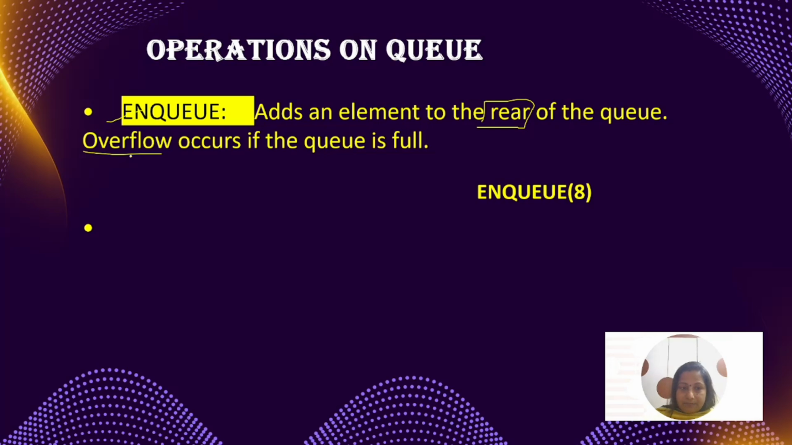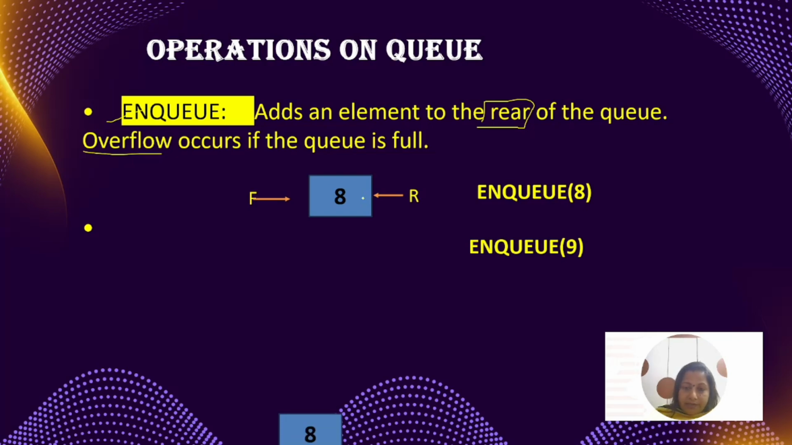Okay. Now let's see, NQ of 8 I am trying to do. So this is the 8. This is the queue now. Now this will be the front and this will be the rear. So as I told you, whenever you want to add any element, you have to add through the rear. Okay. And the front also the same. And what is the NQ of 9? You can see here 8 and 9.